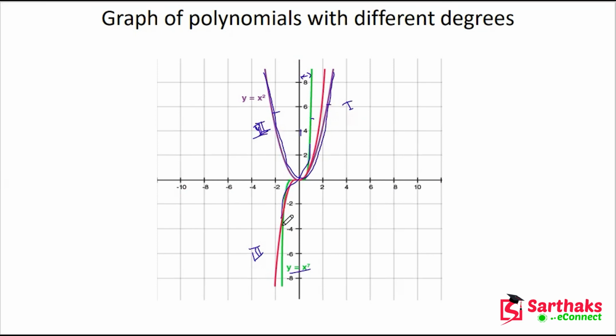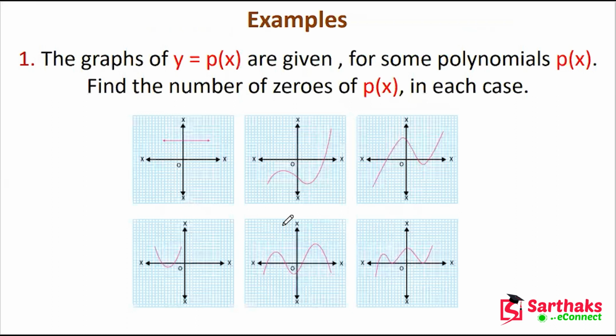Okay, so now let's do an example. Friends, the graphs y equals p of x of some polynomials are given. For each, find the number of zeros of p of x. In the first case, can you tell me how many zeros there are? Zero. There are no zeros in the first case because it does not cut the x-axis. In the next case, how many zeros? One zero, because at one point it cuts the x-axis.